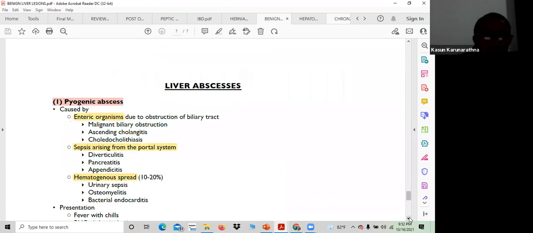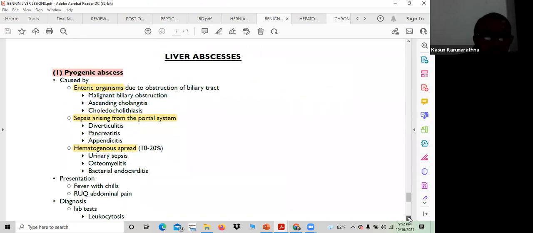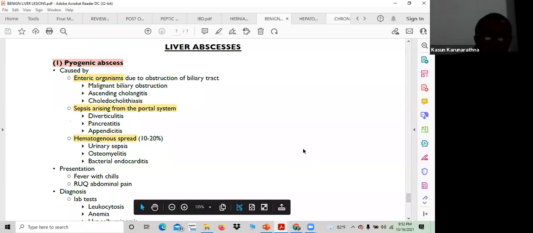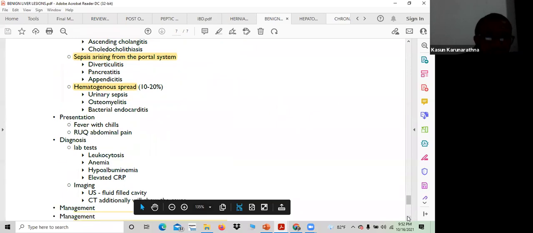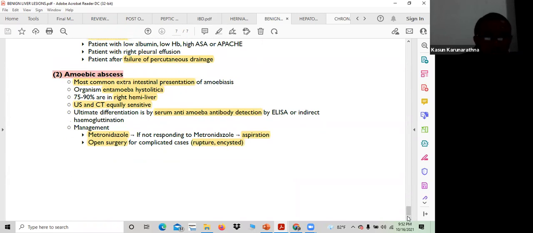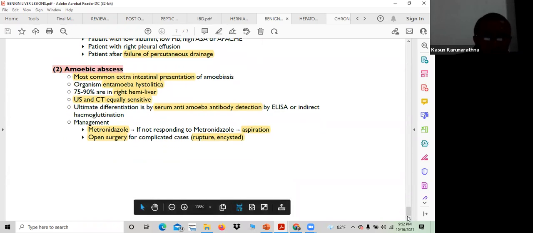Then the liver abscesses, pyogenic abscesses can be hematogenous. Abscess can be due to infection somewhere else, right? Then amoebic abscess, right? Due to Entamoeba histolytica infection. Right.